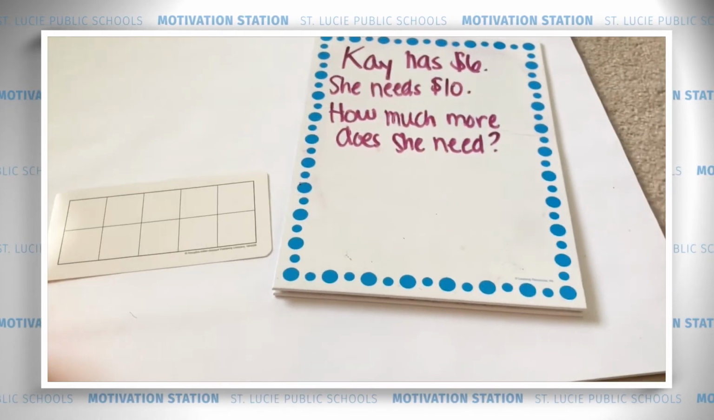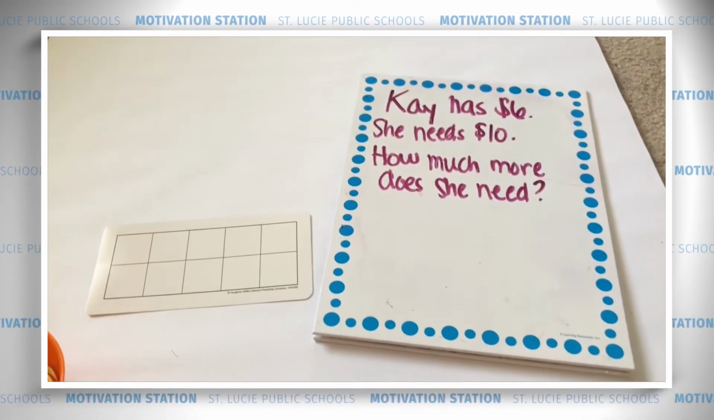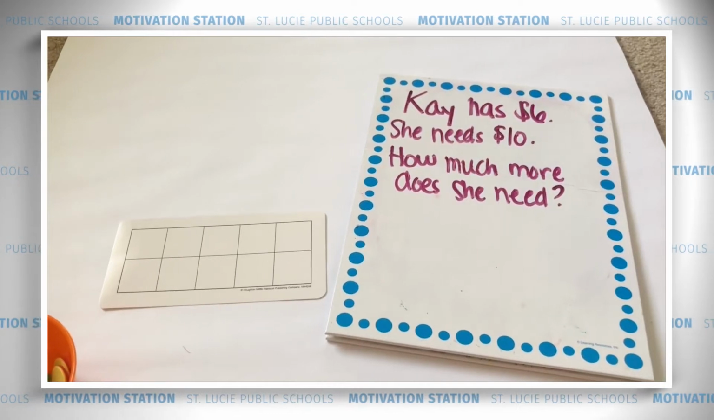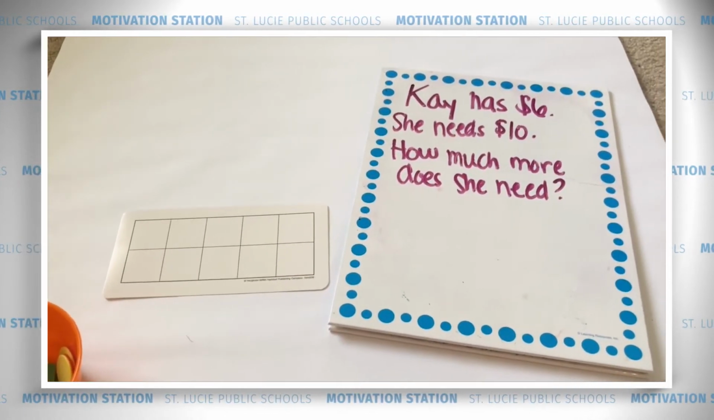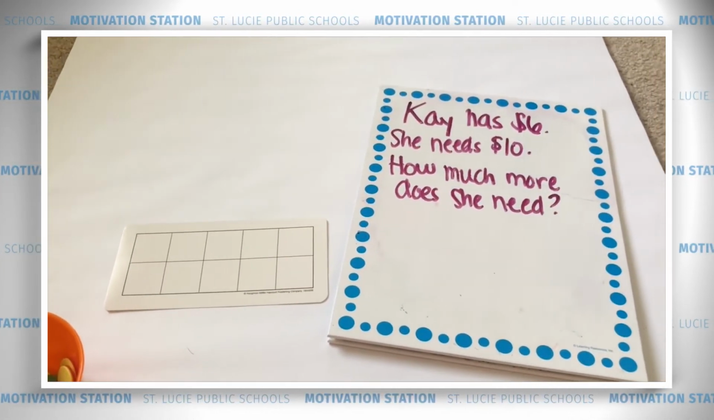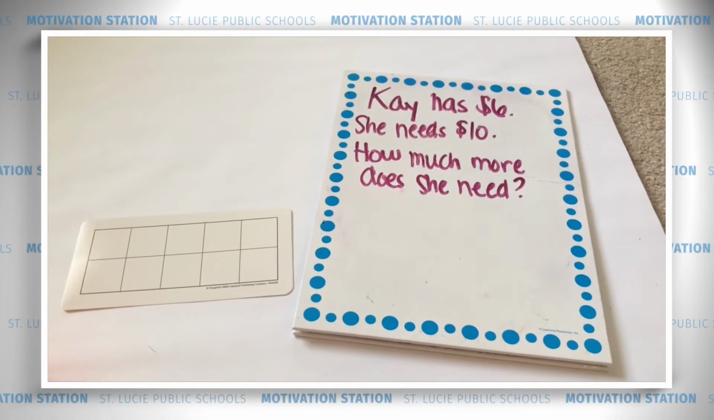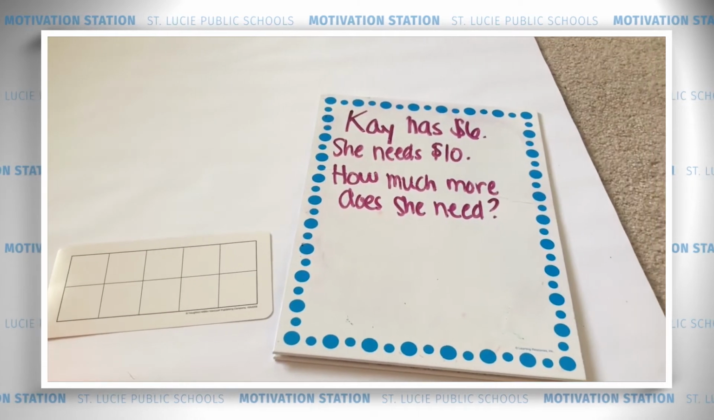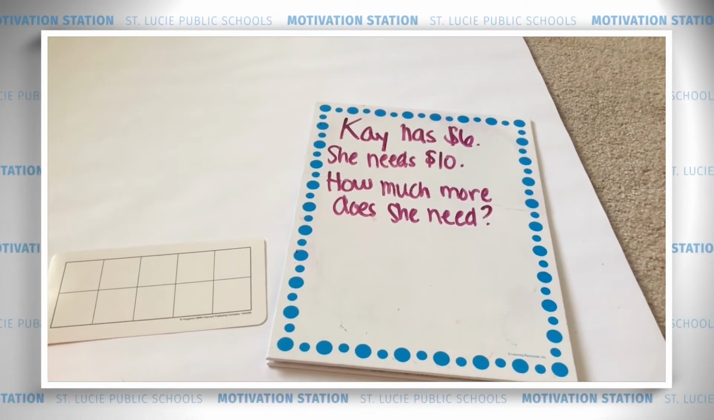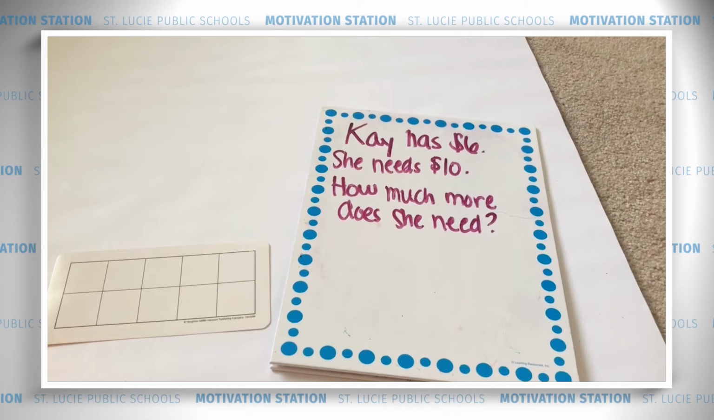Now we're going to solve a different type of problem. This problem reads, Kay has $6. She needs $10. How much more does she need? We know Kay has $6. We need to figure out how much money she needs to have 10. This is called a missing add-in problem. We can write a missing add-in equation.